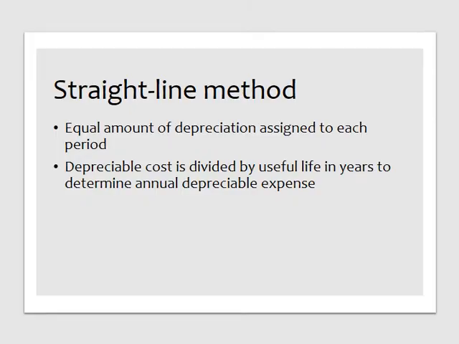In the straight-line method, an equal amount of depreciation is assigned to each year or period of asset use. Depreciable cost is divided by useful life in years to determine the annual depreciation expense. The straight-line method is the most common method used by U.S. companies for financial reporting purposes. It is also the easiest method to use.